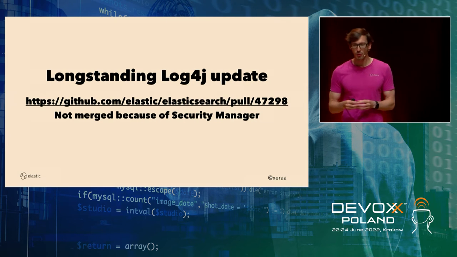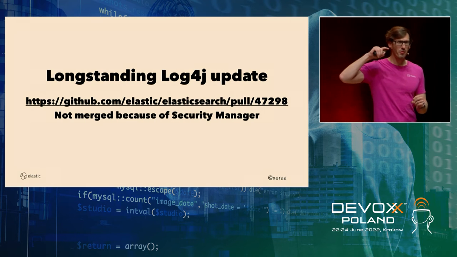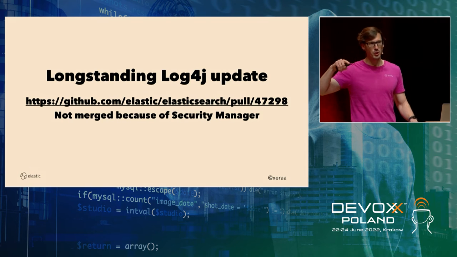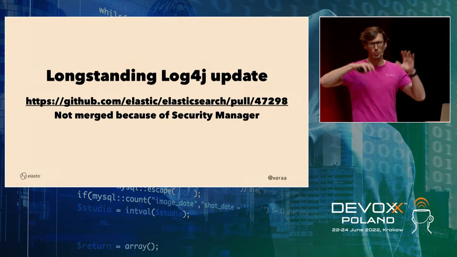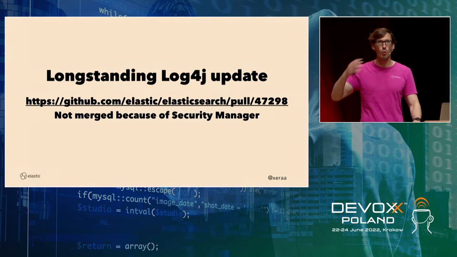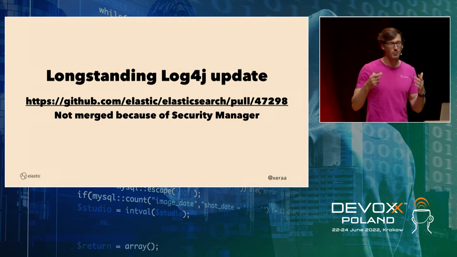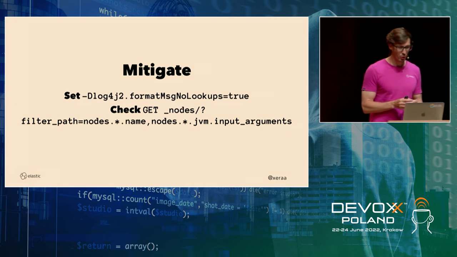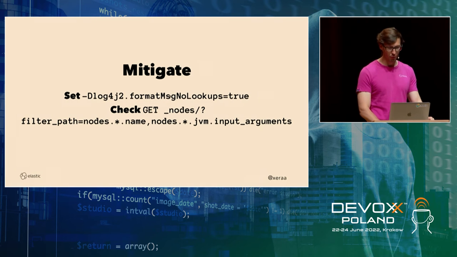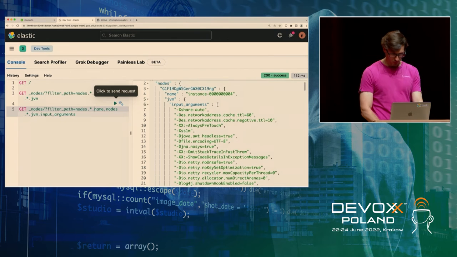The kind of ironic thing was we wanted to update Log4j for a long time, but couldn't because we were running into bugs with the Java Security Manager, because Log4j needed some new calls that were not allowed with our security policies, and that's why we kept the very old version of Log4j around for a long time. But in the end, we worked around those and made that actually work. So you could actually set that format message no lookups true. And it's quite nice to see that you can do that at runtime as well.